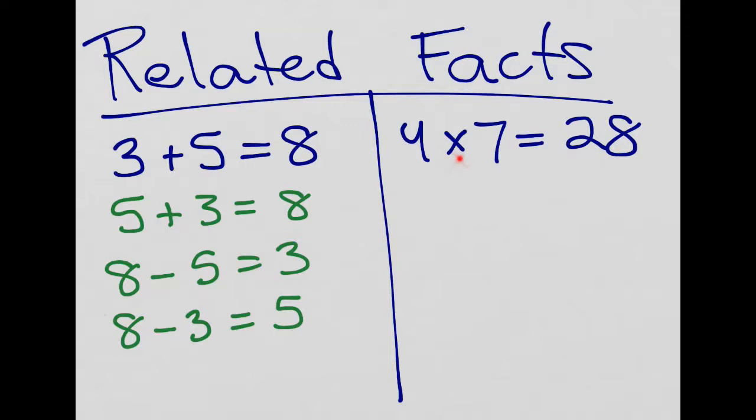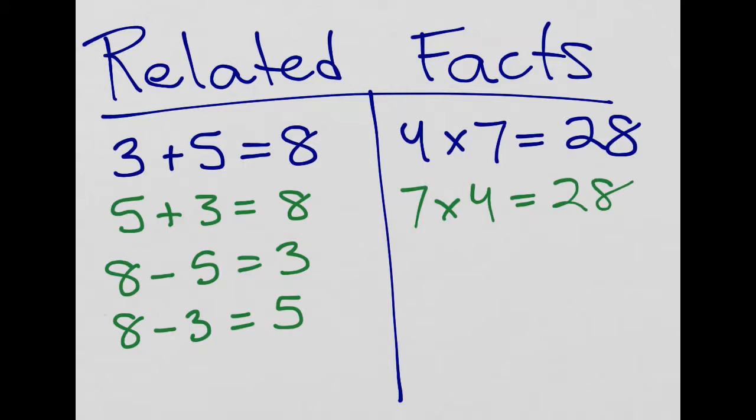We can do the exact same thing over here for multiplication. I have 4 times 7 equals 28. And just like for addition, I can reverse the numbers I started with. So for this one, instead of reversing the add-ins, I'm going to reverse the factors. 7 times 4 equals 28.